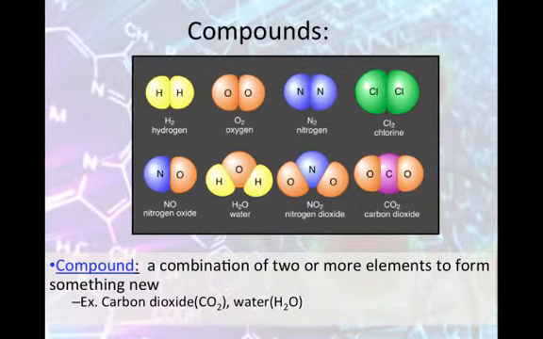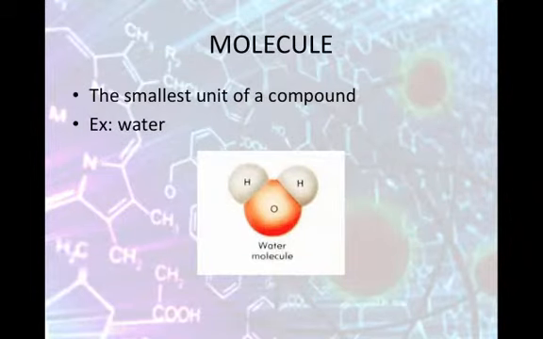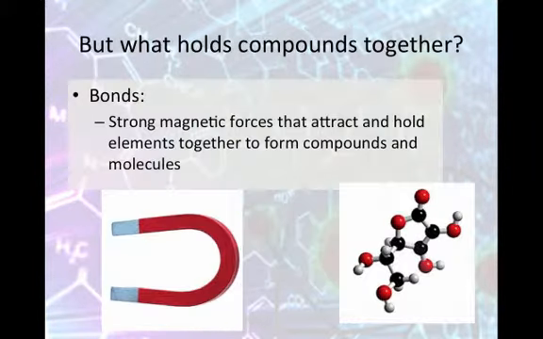Compounds are a combination of 2 or more elements to form something new and with different properties. For example, hydrogen and oxygen combine to form water. Sodium and chloride combine to form salt. Molecules are the smallest unit of a compound. An example is water. Water has 1 oxygen and 2 hydrogens, H2O.